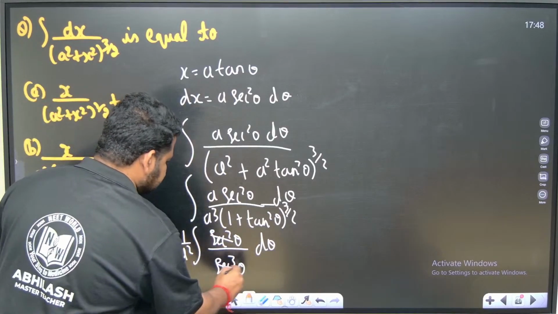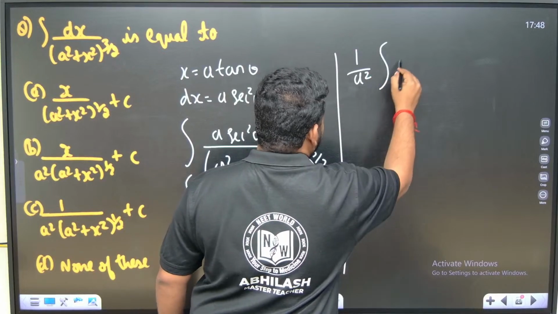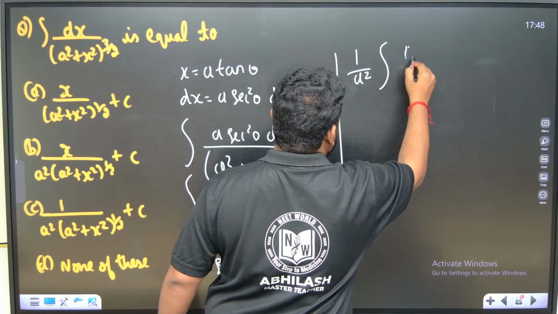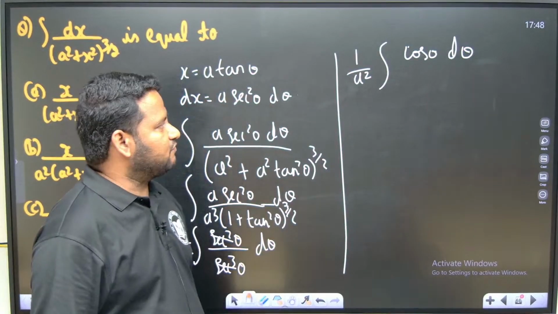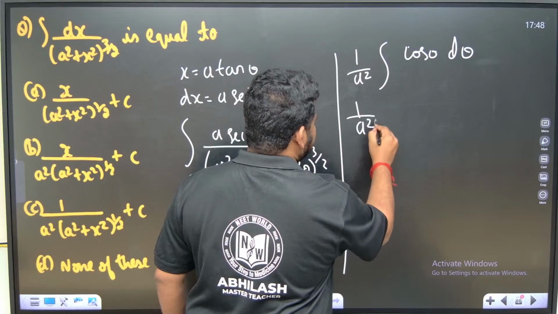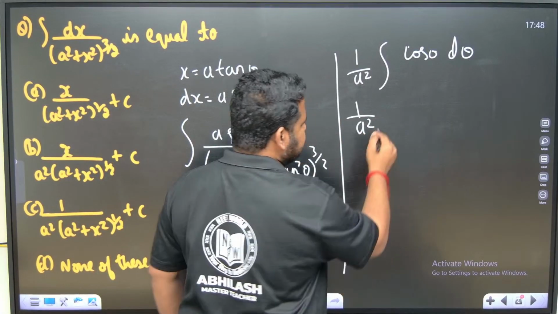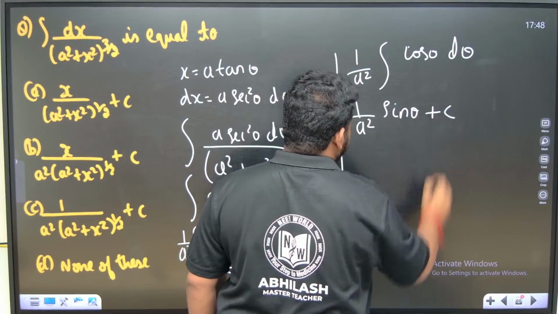So if I cancel this, I will get the integral of 1 by a square into 1 by secant theta, which is nothing but cos theta d theta. So this will be equal to 1 by a square into the integral of cos theta, which is nothing but sin theta plus c.